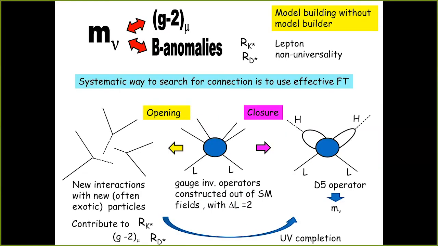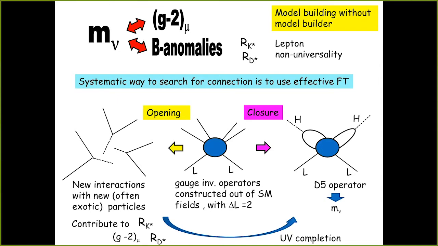Now, there are other connections of neutrino mass with G-2 or the B anomalies, and there are plenty of papers studying this possible connection. The game is to use, of course, effective field theory and proceed in the following way. You first write all possible operators constructed out of particles of the standard model, which violate lepton number by 2 units if you want to produce a Majorana mass of neutrino.